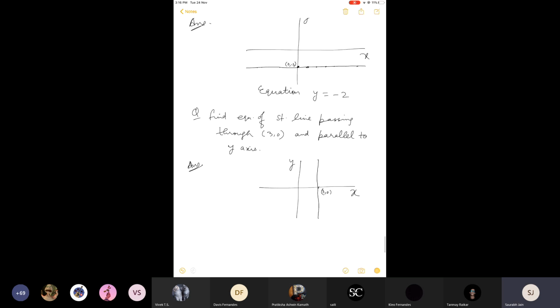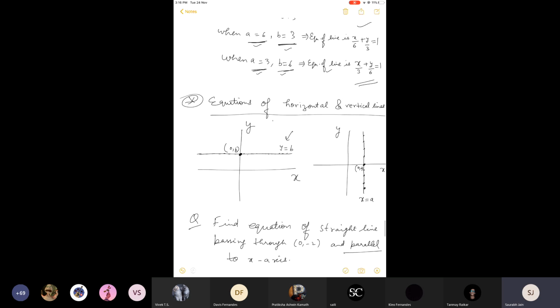And what is the equation? The equation is x is equal to constant. And what will that constant be? That constant will be 3. Why? Because all the points on this line will have their x coordinates as 3. So in this way you can remember. Horizontal line y is equal to constant, vertical line x is equal to constant.